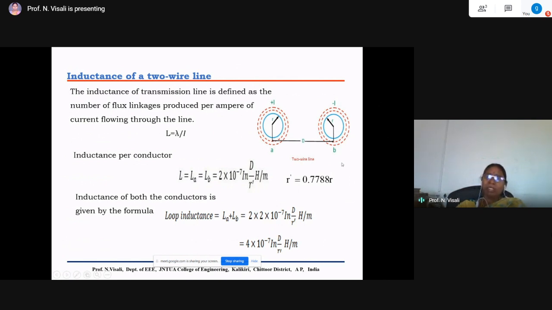Together, the total inductance will be this conductor's inductance plus this conductor's inductance. That means the loop inductance is nothing but LA plus LB. So twice this value, you get 4 into 10 to the power of minus 7 ln d by r dash henries per meter. So the loop inductance, the total inductance of this entire line, is 4 into 10 to the power of minus 7 into ln d by r dash. Like this, we can calculate the inductance of a two-wire line.